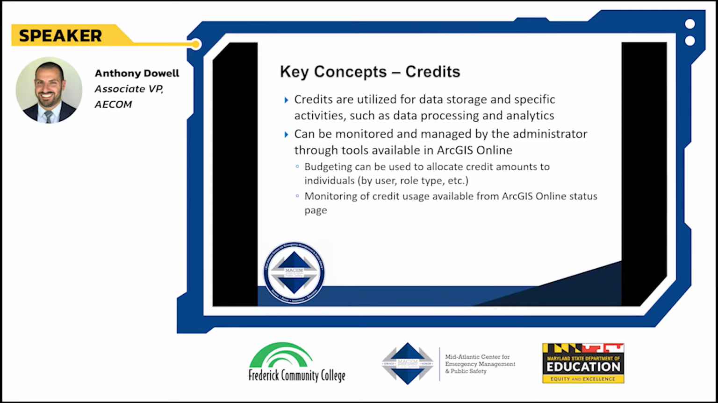Credits, again, they're utilized for data storage. They're utilized for processing and analytics. Credits can be monitored and managed by the administrator through some of the tools that are available in ArcGIS Online. There are also some budgeting tools that can be made available to help allocate credits. So you can allocate specific numbers to individuals based on a standard user or role type. Which is important because you want to make sure that you understand how many credits individuals are using, so that you don't have people eating up lots of credits on things that maybe are unnecessary. And that can be monitored through the ArcGIS Online status page, which is available under the Administrator tab at the homepage.